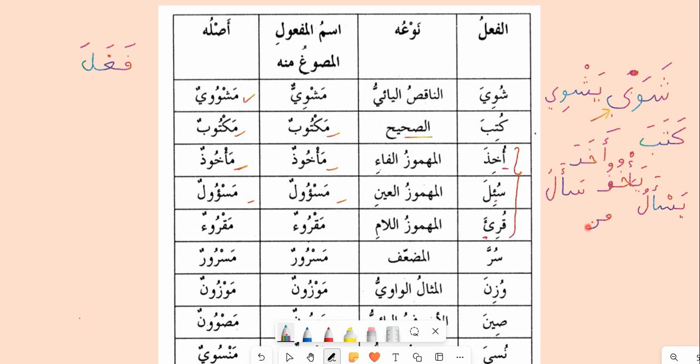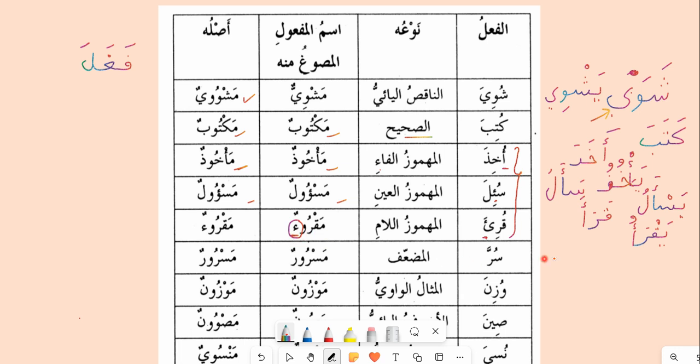Same for qara'a, qaf, ra, and hamza at the end. Yaqra'u. So it is mahmuz al-lam, maqru'un. So one may ask, why this hamza? It is a rule that if hamza comes at the end in some words, it will sit on the line. When the hamza is separated, it sits on the line and it comes in its original form. This is the writing rule of hamza.